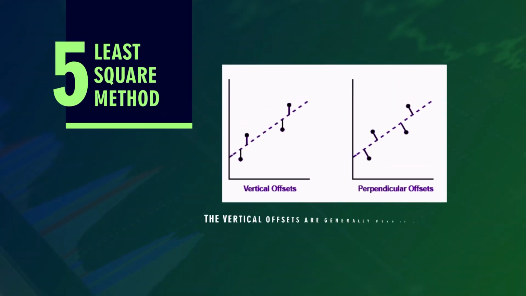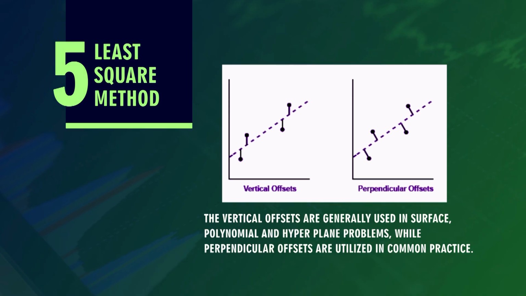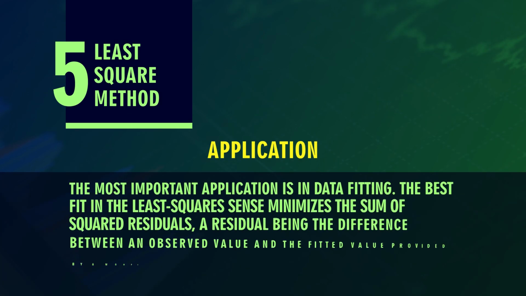If you see this best fit line, the vertical offsets are generally used in surface, polynomial and hyperplane problems, while the perpendicular offsets are utilized in common practice. So if you see, the vertical offset is this, and the perpendicular offset is this. By this way, we are able to do that. So the most important application is in data fitting.